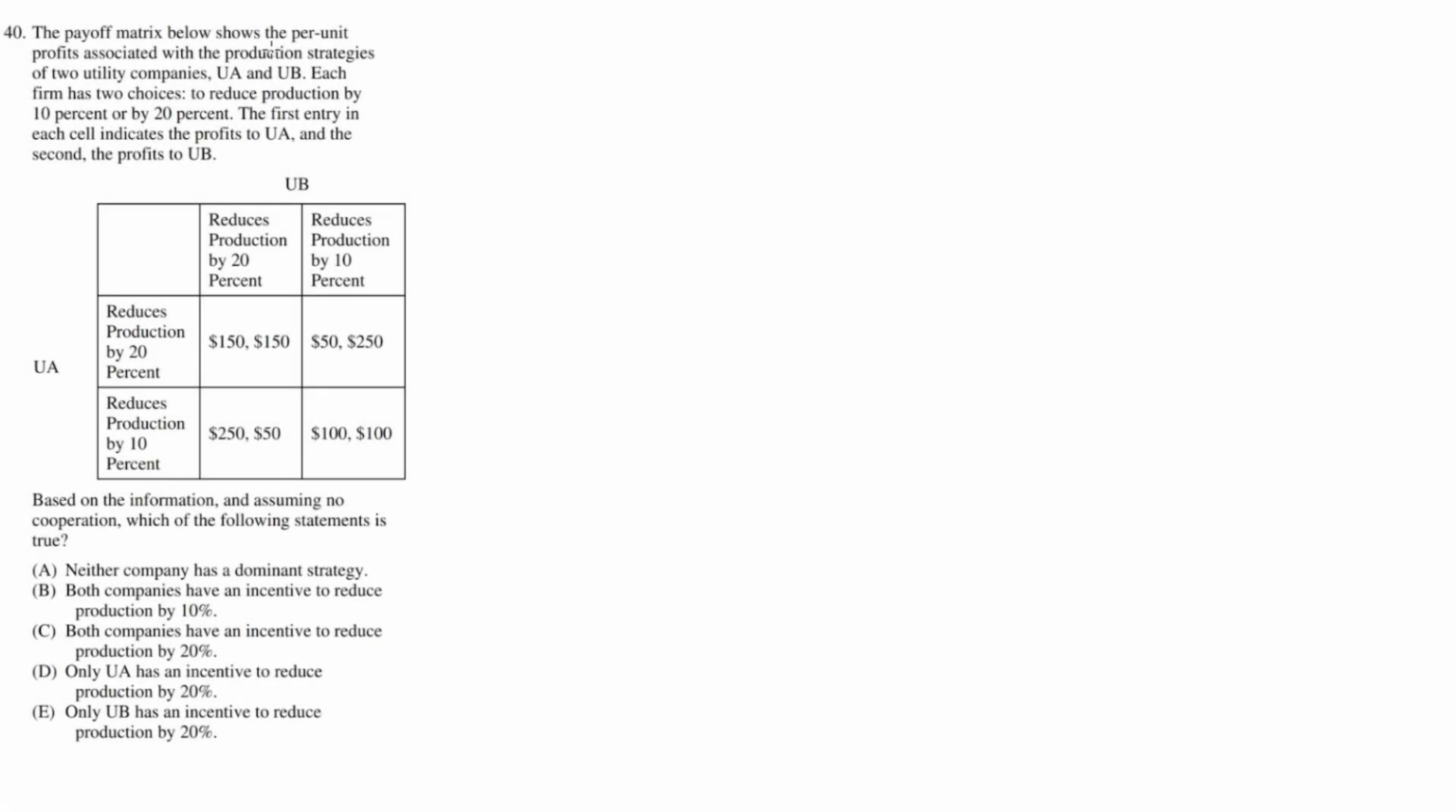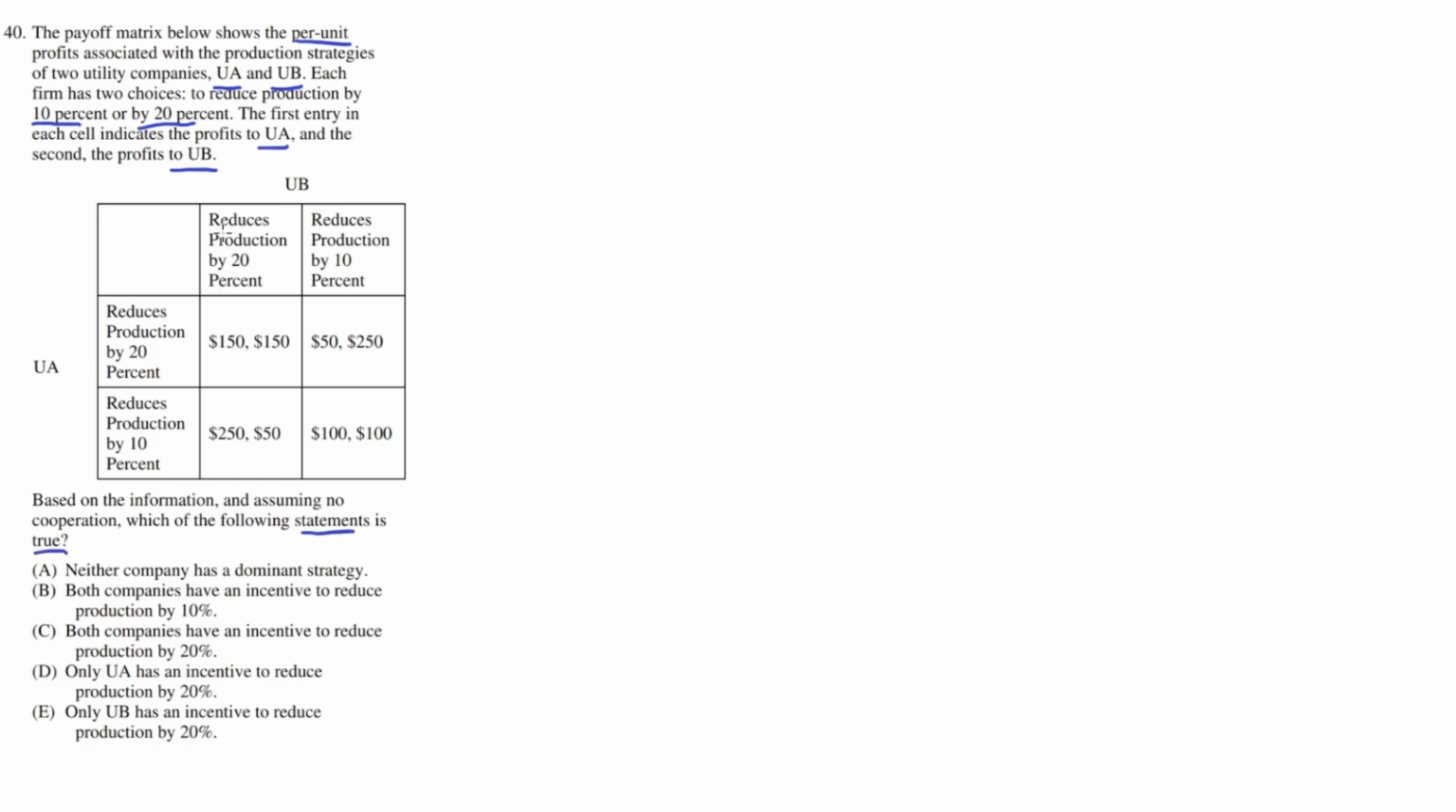The payoff matrix below shows the per unit profits associated with the production strategies of two utility companies, UA and UB. Each firm has two choices, to reduce production by 10% or by 20%. The first entry in each cell indicates the profits to UA, the second the profits to UB. And then it says, based on the information and assuming no cooperation, which of the following statements is true?